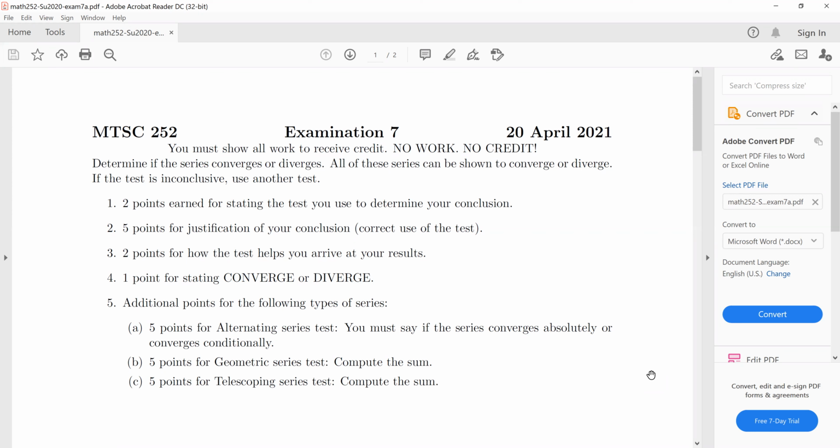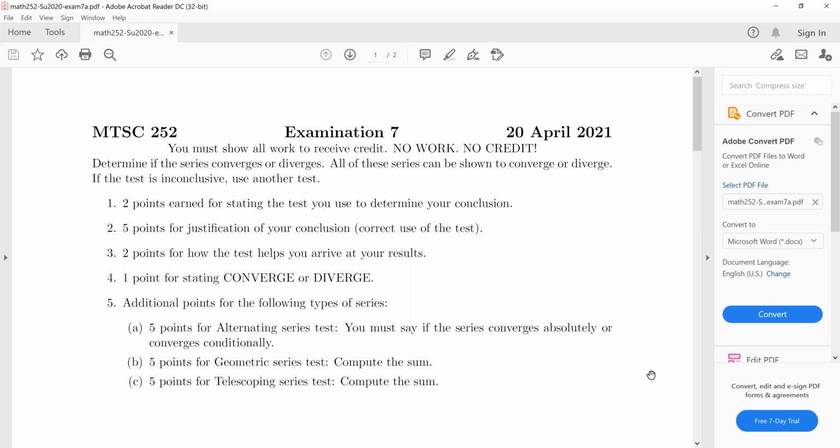So you get 2 points for saying the ratio test, the root test, the integral test, the telescoping series test, the p-series test, the nth term test of divergence, the direct comparison, the limit comparison, ratio, root, alternating series, tests for absolute convergence, and tests for conditional convergence. So you will get 2 points, out of 10, for writing the name of the test. So don't forget to write the name of the test that you use.